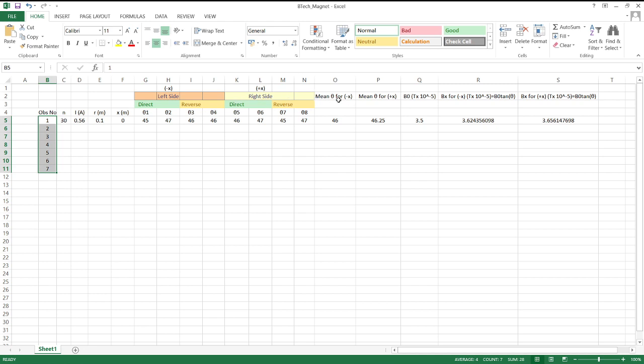Now, coming to the mean theta value, for minus X we have a mean theta, which means we add them up and divide by 4. For plus X we add them together to get the plus X value. For B0 we have kept it at 3.5 × 10^-5 Tesla. Just be careful about the unit we have used here.